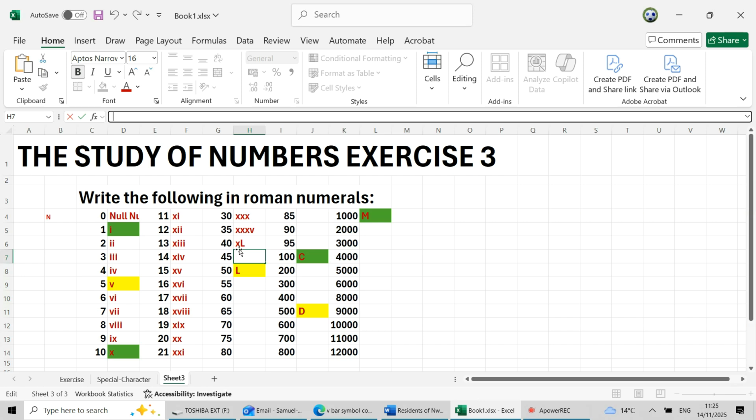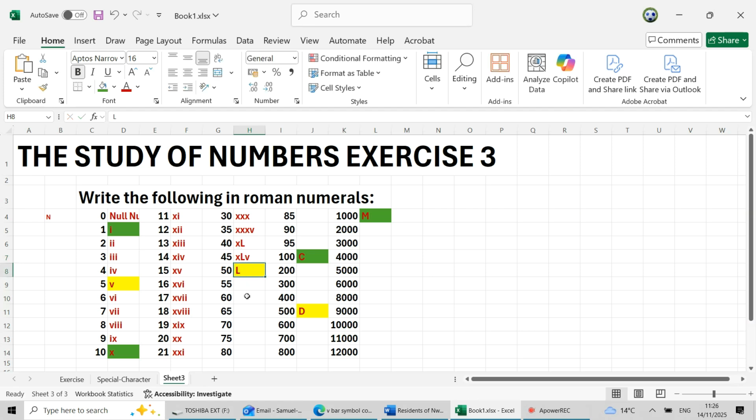XL is our 40, and then we need V, which is the small v. Some people may write capital V, which means thousand from here. That is what I was trying to explain. So L is 50. Now 55 is LV, small v, obviously.